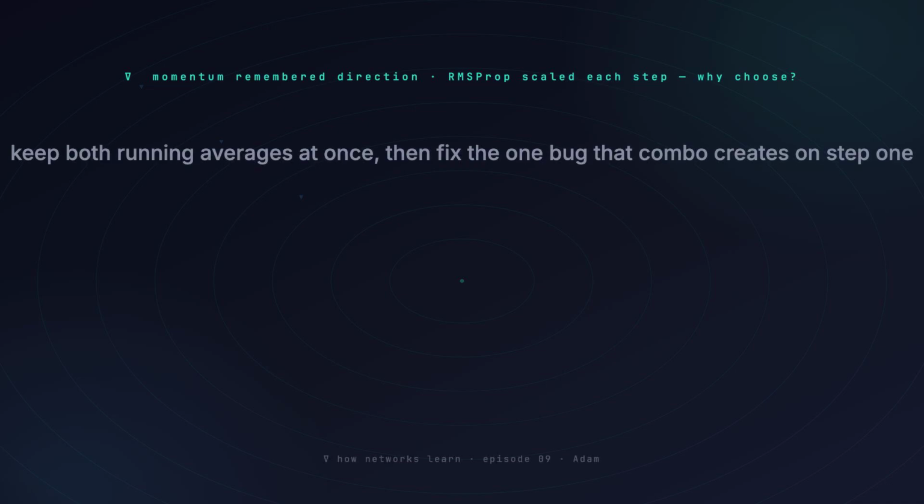Last episode, you gave every parameter its own learning rate. RMSProp watched how big each gradient tends to be and shrank the noisy ones, grew the quiet ones. That fixed the scale problem, but it threw away something we loved 2 episodes ago: momentum, the memory of which way we were already heading. Adam's whole pitch is why choose?